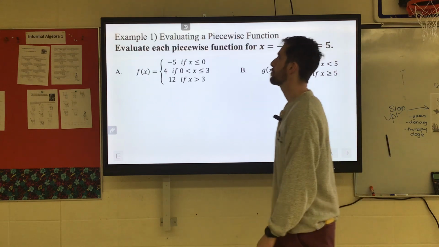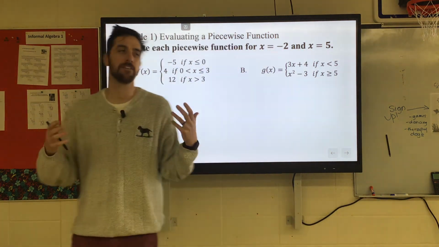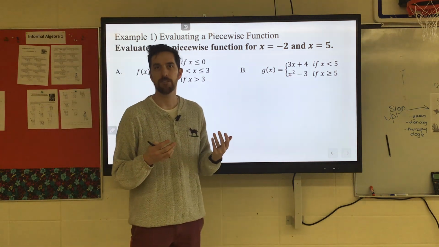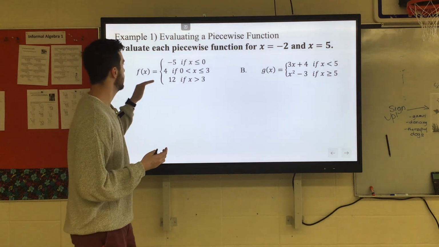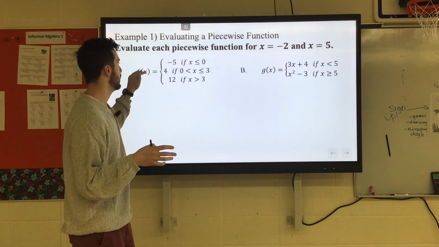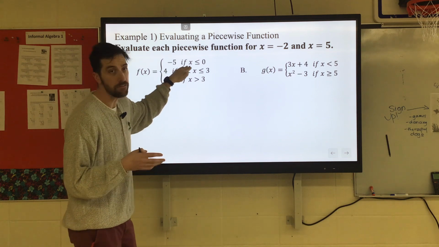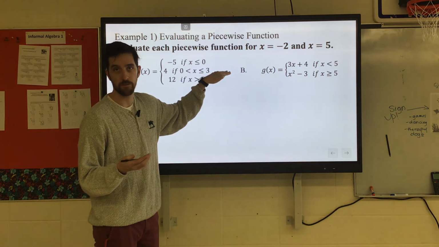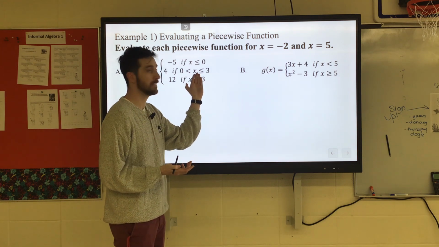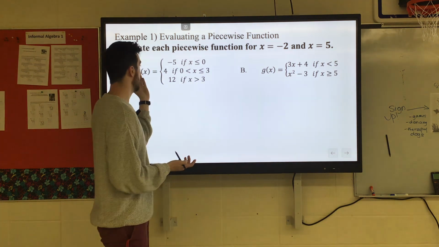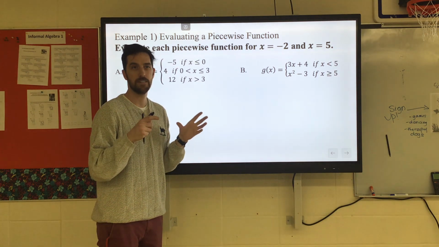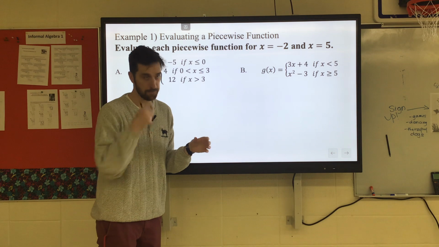Fun! Alright, so they give you a set of equations and they're saying f of x, remember that's the same as y, equals negative 5 if x is less than or equal to 0. But if x is greater than 0 and less than or equal to 3, y equals 4. So it shows you different equations to use for different intervals of x.